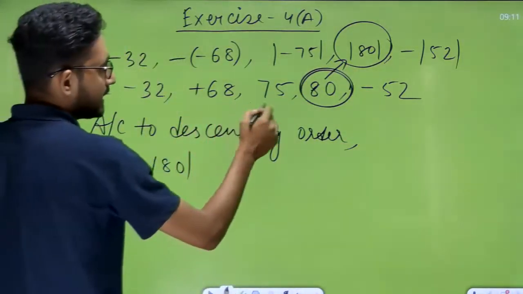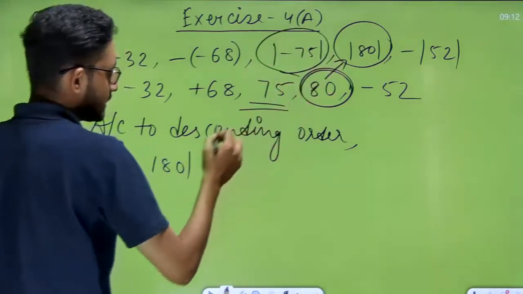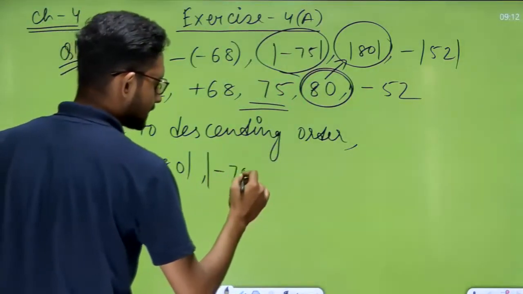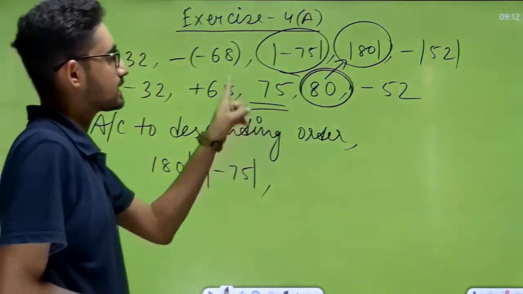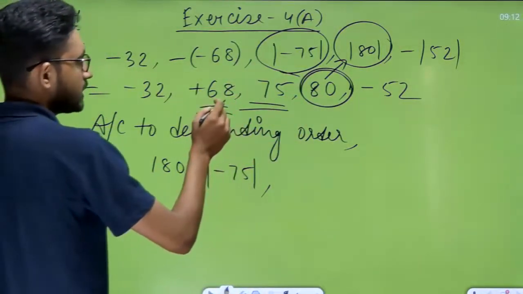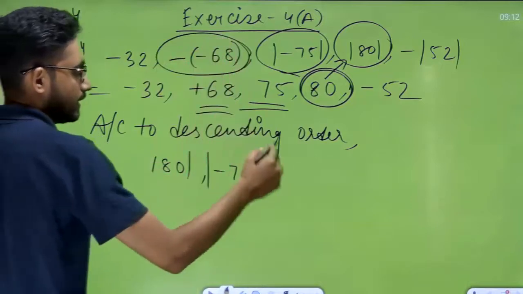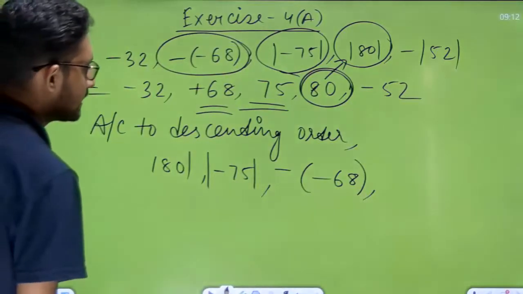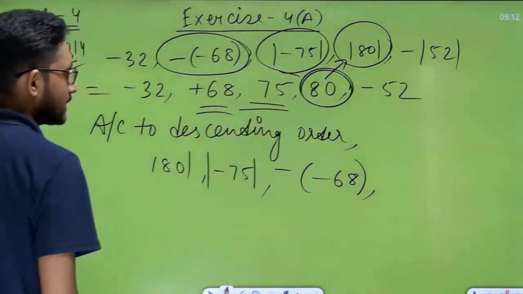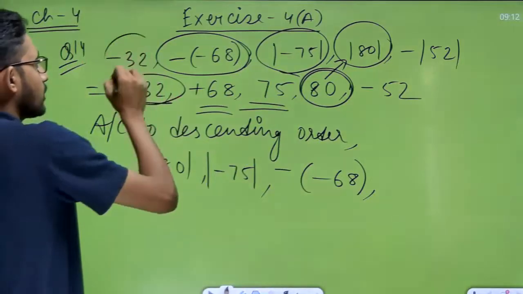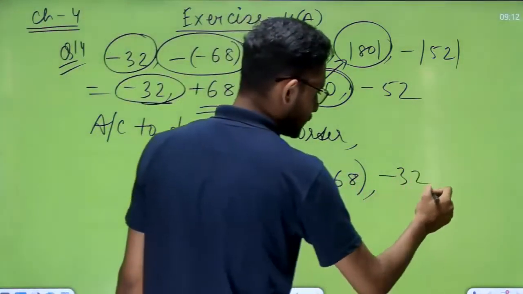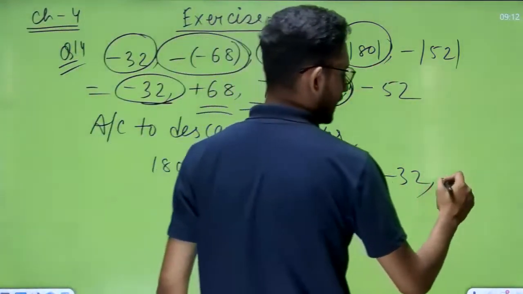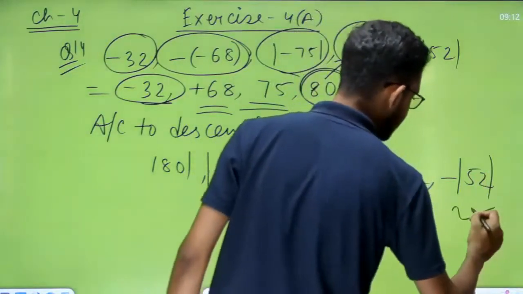Now come here, 75. So what is the original value? This is mod minus 75. Write down mod minus 75. Now come here. Next we can say 68. What is the original value of 68? This one, minus of minus 68. Then now students see here. What is the next smallest value? We can say minus 32. So write down the original value, that also same, minus 32. Now last one, that is minus 52. Write down here minus mod 52. That is your complete answer.